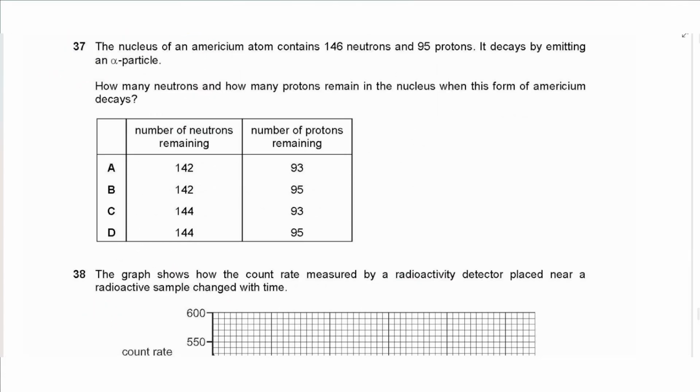Question 37 says the nucleus of an americium atom contains 146 neutrons and 95 protons. It decays by emitting an alpha particle. How many neutrons and how many protons remain in the nucleus when this form of americium decays? So alpha decay causes the neutron number to decrease by 2 and the proton number also to decrease by 2. So from 146 we have 144, and from 95 we have 93. So the answer here is C.